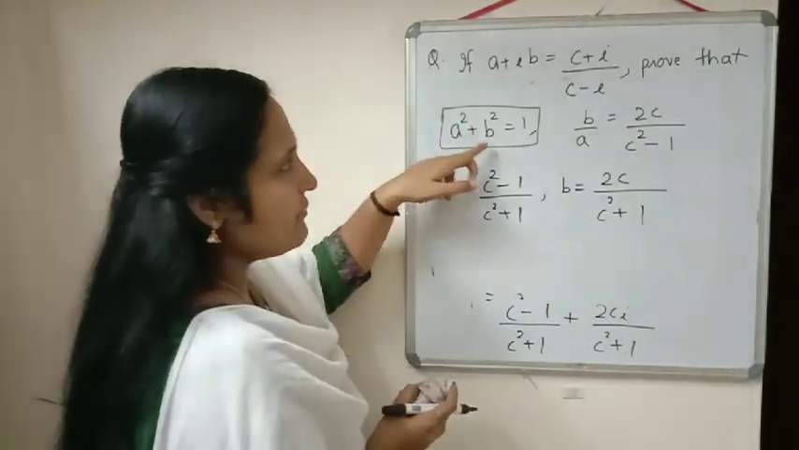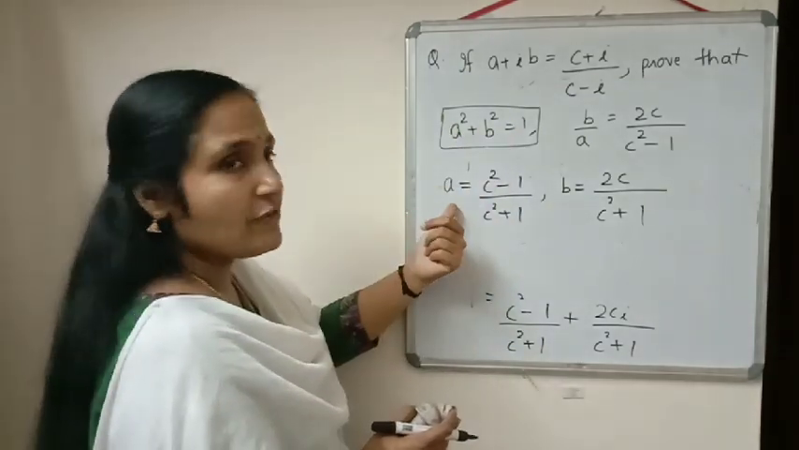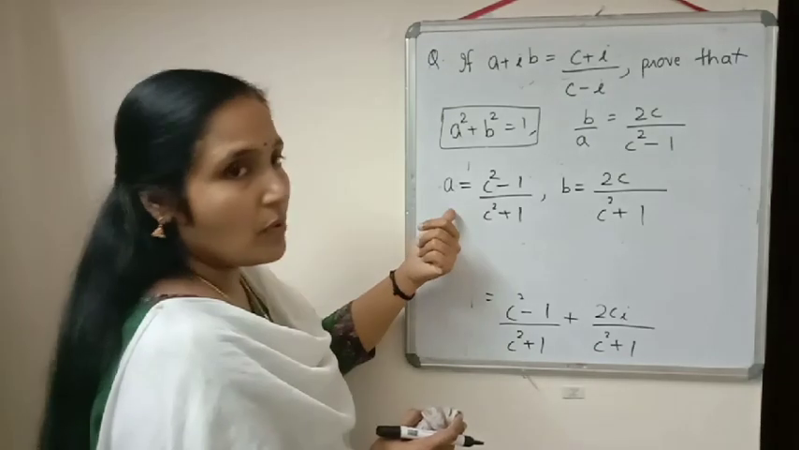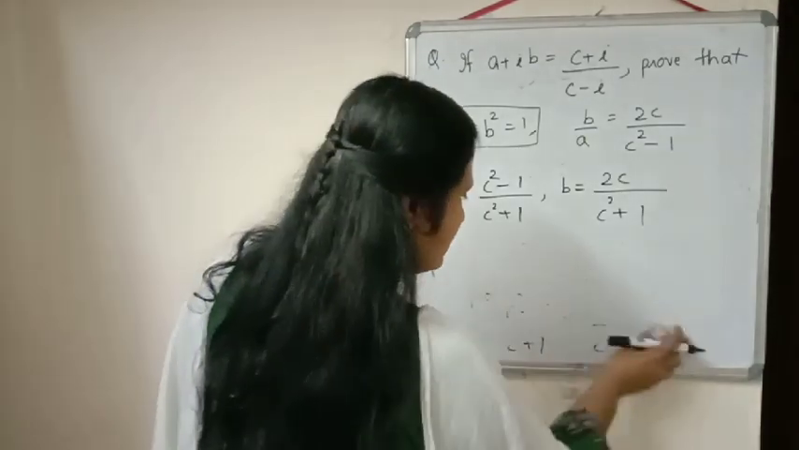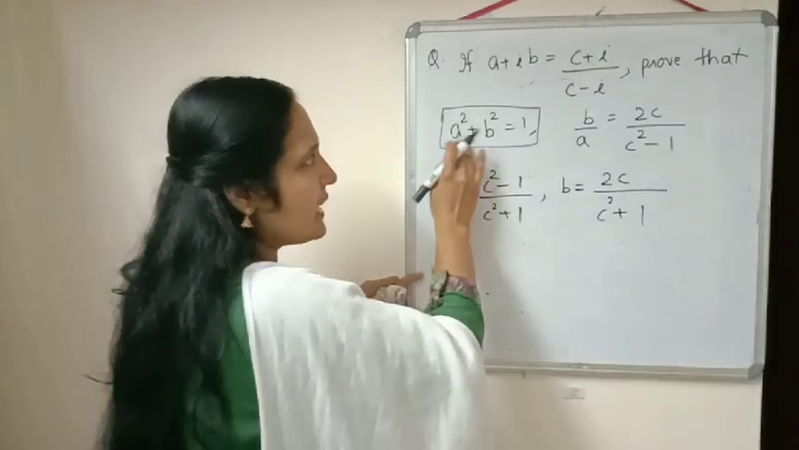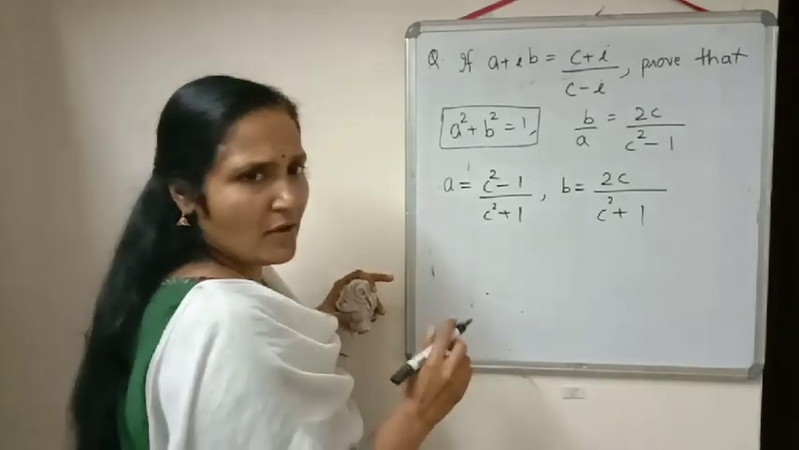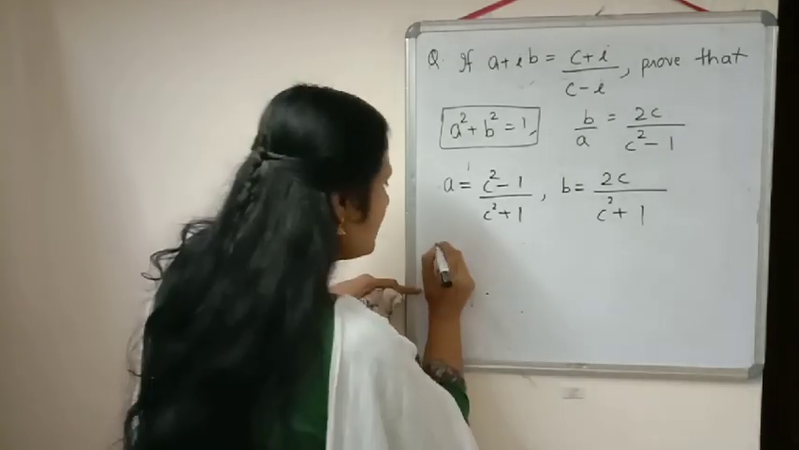Now the first one: if you have to prove a square plus b square is equal to 1, you have to do the square of both and then add. So just to check, this method will be lengthy. So whenever you have to prove a square plus b square, the best concept is you just take the conjugate. Here I am explaining how it will come.